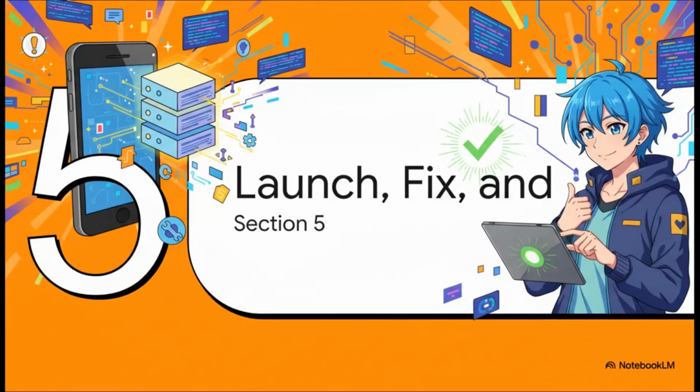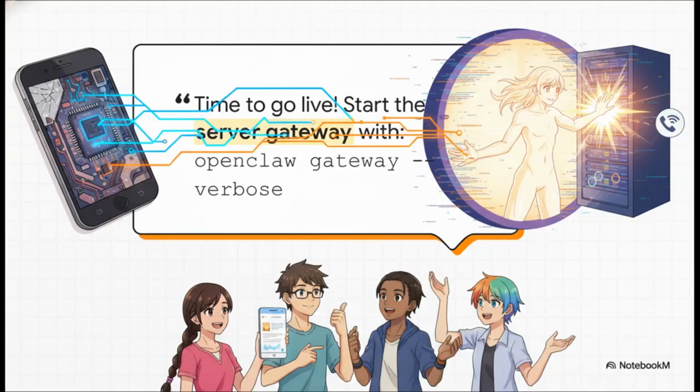All right, this is it, the final stretch. We are about to go live. In this last section, we're going to start the server, handle one little common first-time setup issue, and then test our connection to make sure everything is working perfectly. Time to flip the switch. The command is openclaw gateway --verbose. This starts the server. That --verbose flag at the end just tells it to print out a bunch of useful status info as it runs.